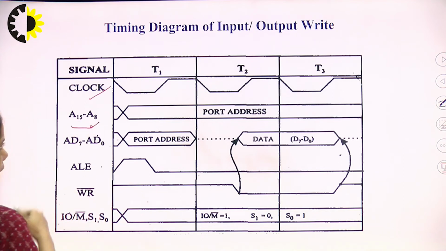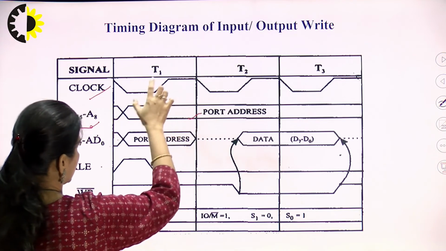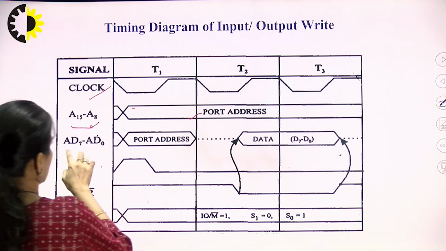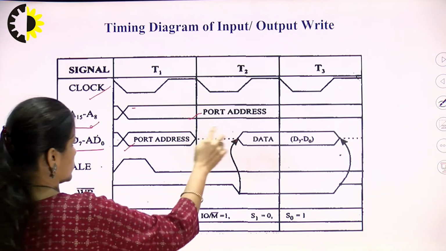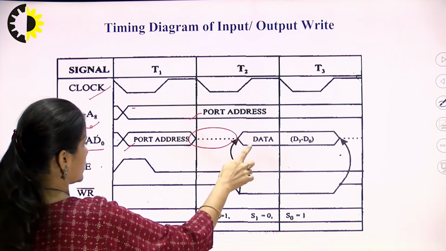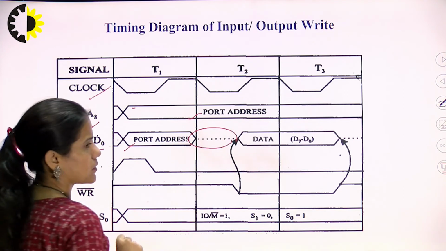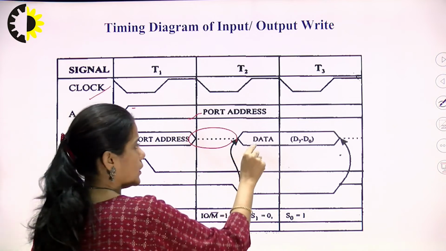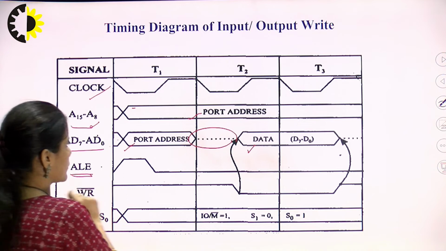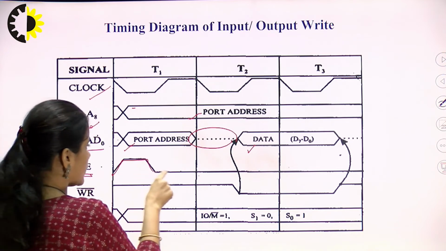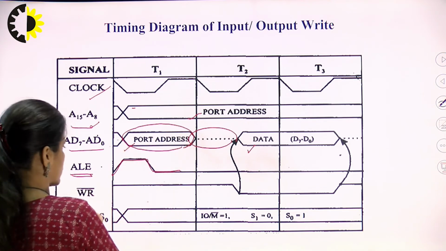Now, higher order address bus is carrying the port address and which is latched during the T1 state. Lower order address bus is latched during the T1 state and it goes tri stated here, and during the later part of the T2 state, this multiplexed address and data bus is used to carry the data, and so the lower order data bus is latched. The ALE signal goes high during the T1 state when the lower order address bus is latched.